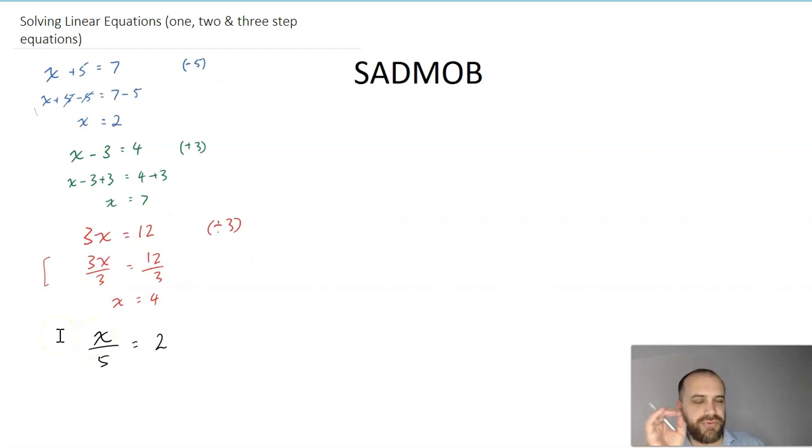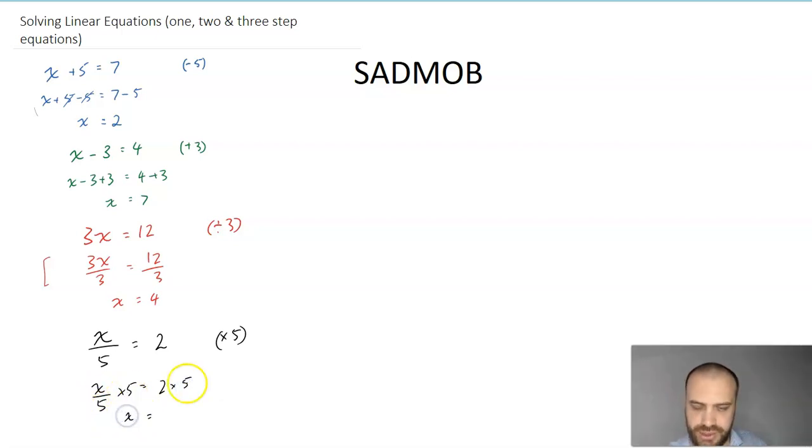Finally, we have x divided by 5 equals 2. Now, x is being divided by 5, and we have to undo that, which means that we need to do the opposite of divide by 5, which is multiply by 5. Now, take both sides and multiply them by 5. x divided by 5 times 5 is just x, and 2 times 5 is 10.